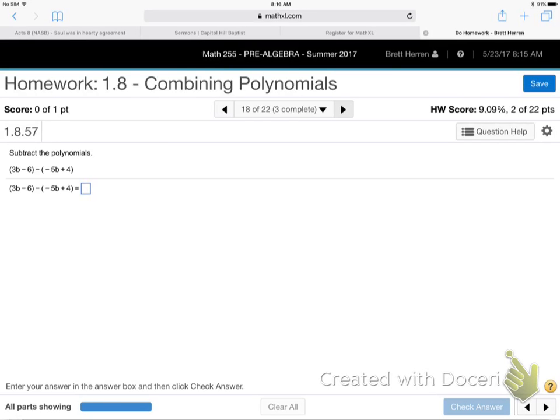Good on that, so combine. All right. So 3x minus 6 minus 5x plus 4. All right, so now there's a minus in the middle.